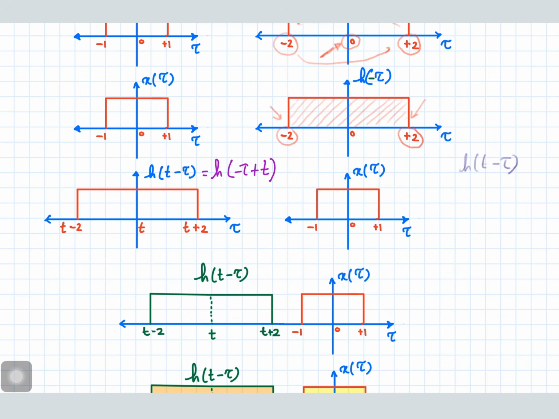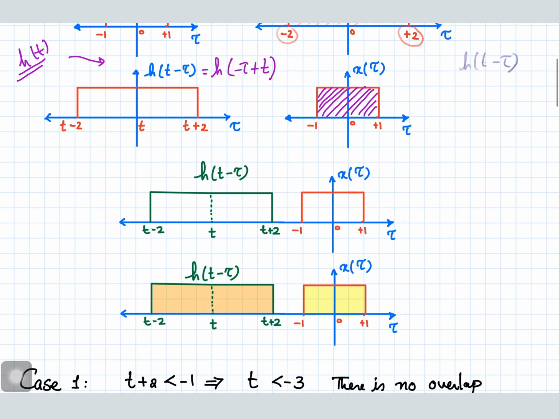So we have prepared our signal h of t and we are going to represent it like that, h of t minus tau, by shifting it by time t. And the other signal that we have already worked out is x of tau, that is equal to 1 from minus 1 to 1, otherwise it's 0, because it's a rectangular function. So now we have prepared two signals and those are shown over here. The center point of this one is now t, right, and now we will be convolving them.